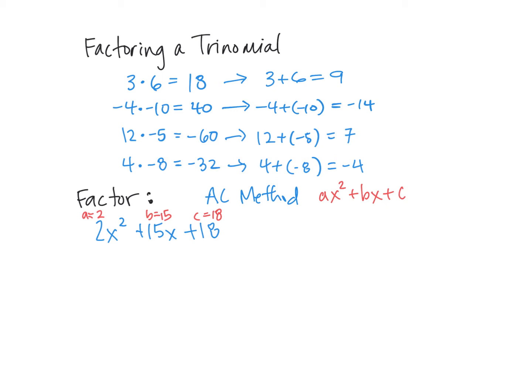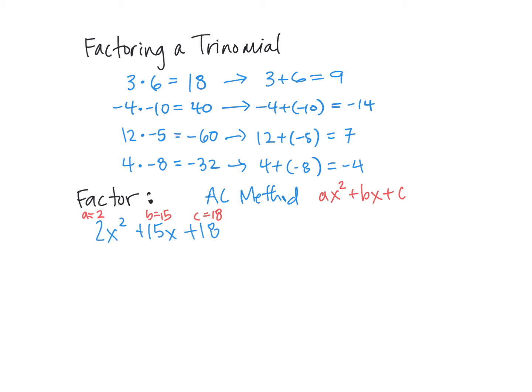Okay, so quick recap of what I just said. We're going to call this the AC method. A is the coefficient of the x squared term, B is the coefficient of the x term, C is the constant term. So if I've got the trinomial 2x squared plus 15x plus 18, A is 2, B is 15, and C is 18.